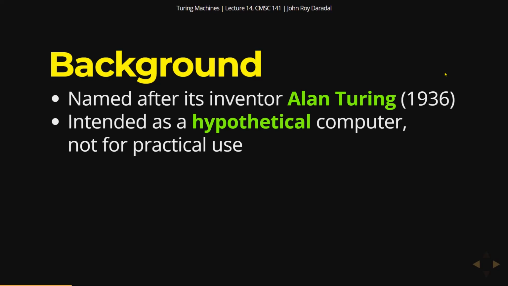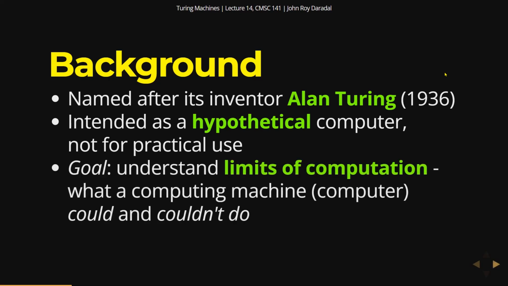So it's not for practical use, but the goal of Alan Turing when he created Turing machines was to understand the limits of computation. What can a computing machine do and not do? We will learn more about limits of computation in later lectures, when we talk about undecidability and intractability. But that was the reason why Alan Turing created this machine.